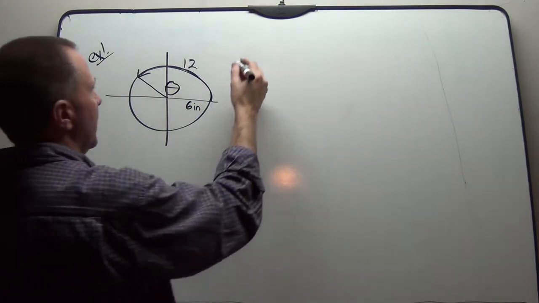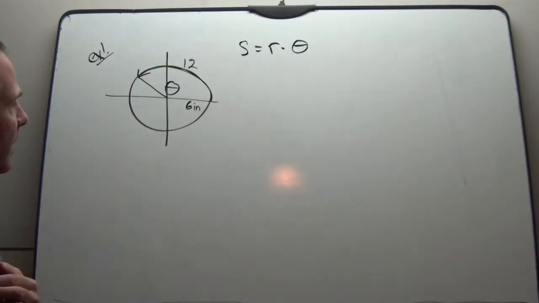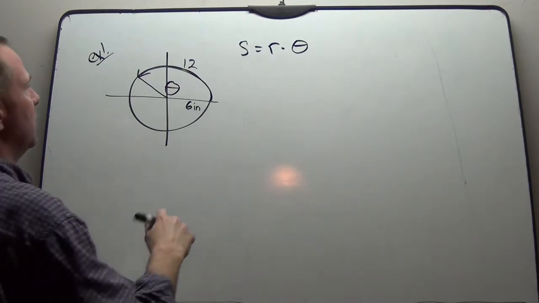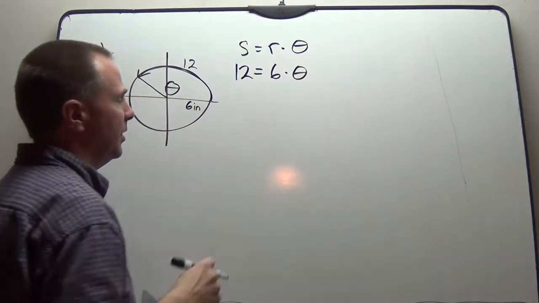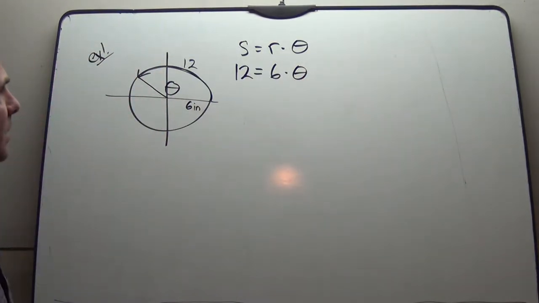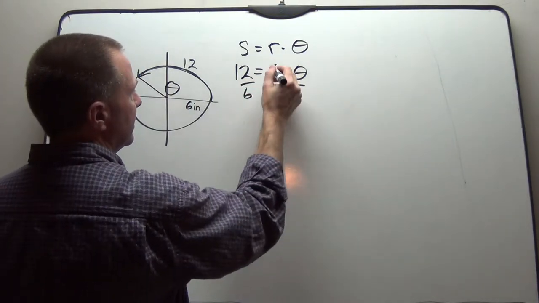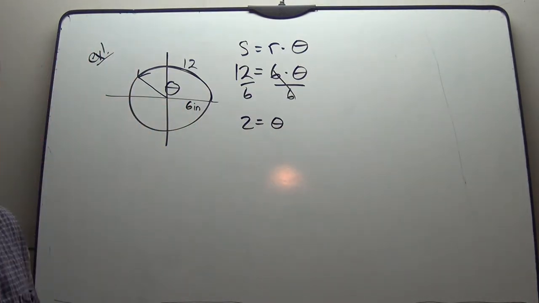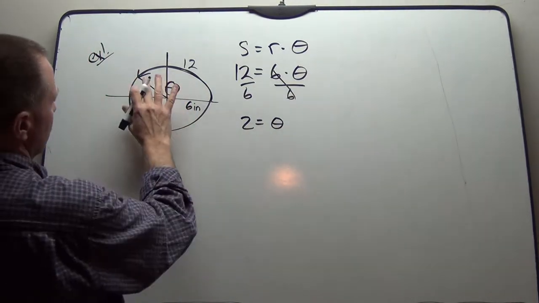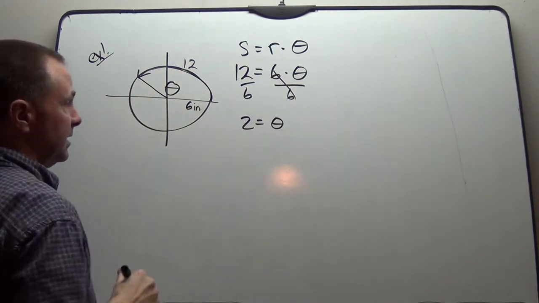So here we have S equals R times theta, and we just fill in the information at this point. S is 12, R is 6, and we need theta. Now remember, theta is going to be in radian mode at this point, and we'll have to convert it to degrees. So we divide off the 6, and 2 equals theta. Now that's not 2 degrees by any means. And this isn't drawn quite to scale. It's pretty close, but not quite to scale. And this is obviously not 2 degrees.